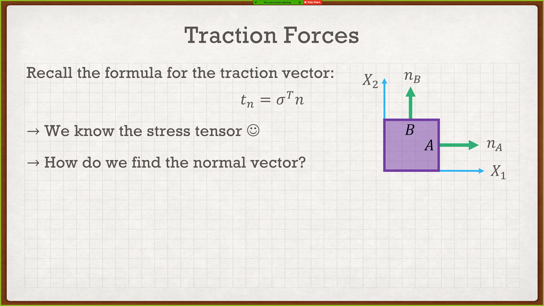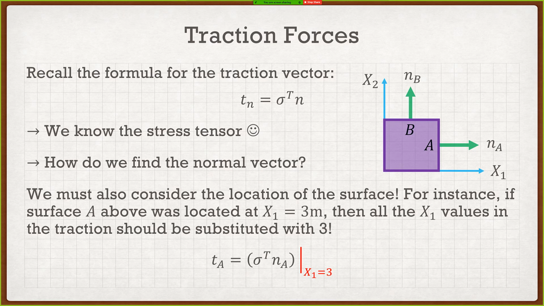You have your traction vector, but there's one other thing that we have to consider, which is the location of the surface. So let's look at surface A here, and let's just say that surface A was located at a distance x1 is equal to 3. This is very important because if we look at surface A here, that x1 is equal to 3 is constant throughout the entire surface. Therefore, if we were to calculate the traction vector for A, we use the simple formula where we take the transpose of the stress tensor multiplied by the normal vector of A, but then we can substitute x1 is equal to 3 for all values of x1.